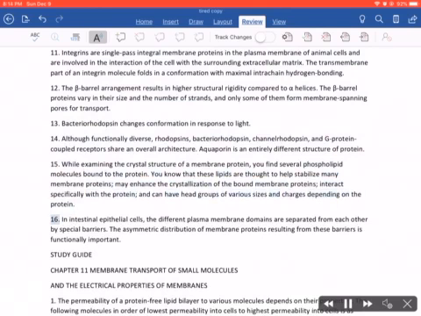16. In intestinal epithelial cells, the different plasma membrane domains are separated from each other by special barriers. The asymmetric distribution of membrane proteins resulting from these barriers is functionally important.